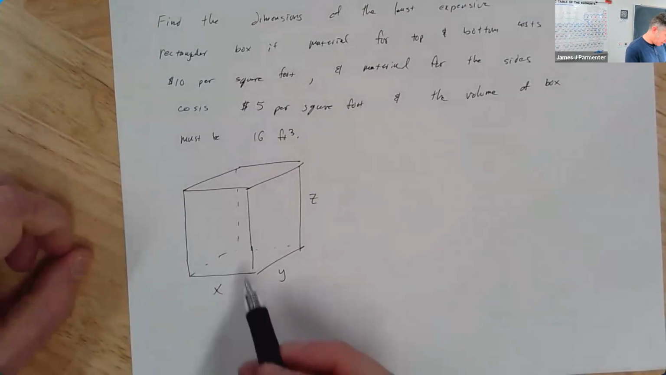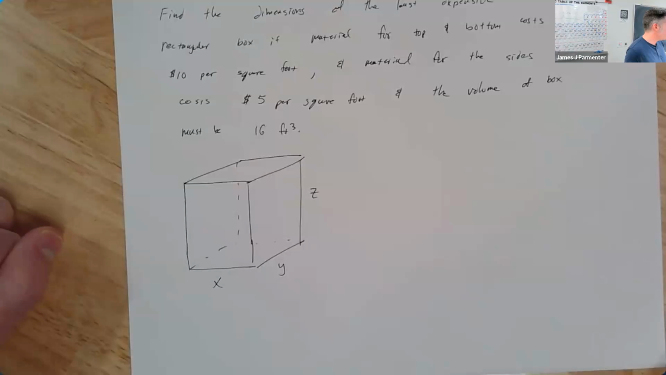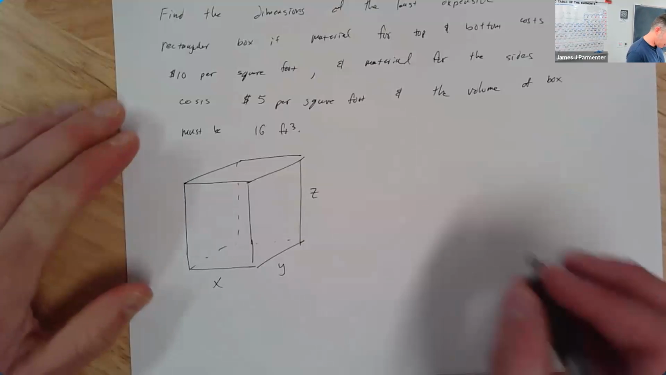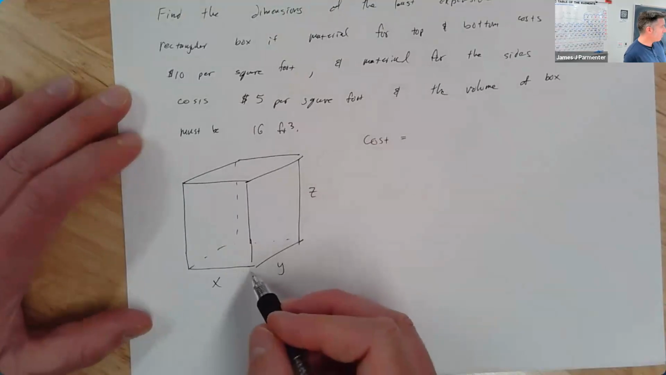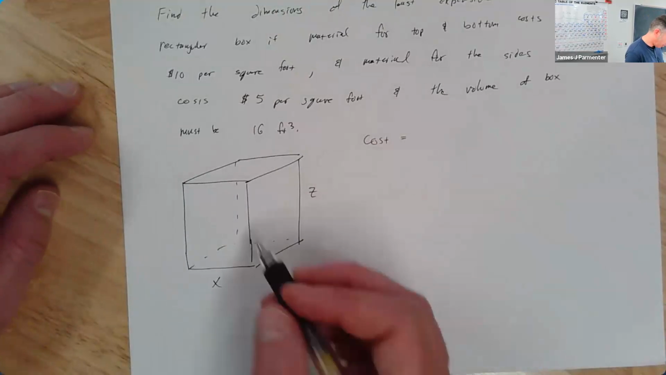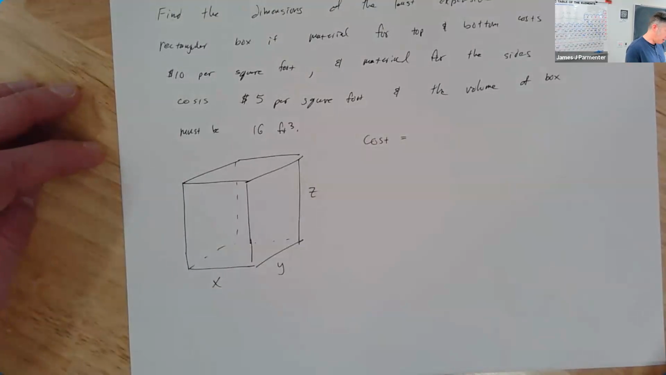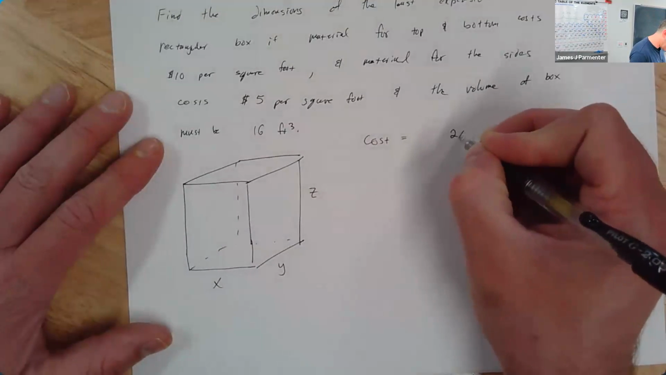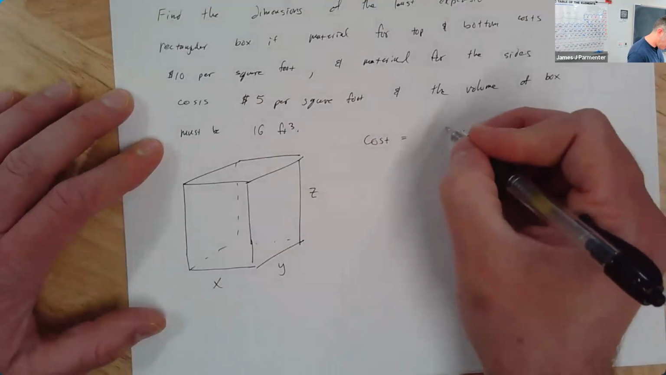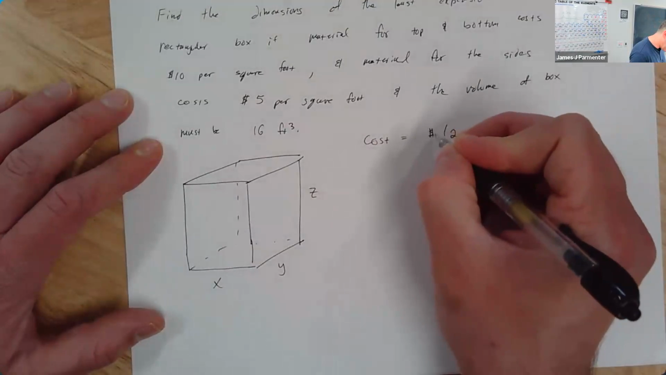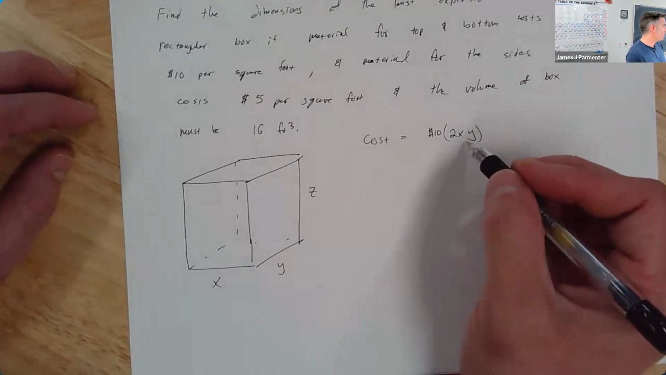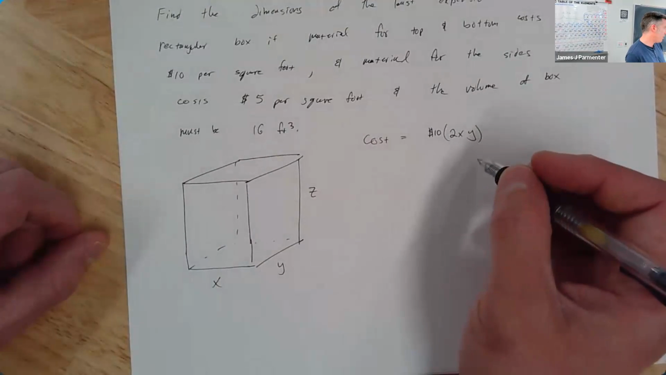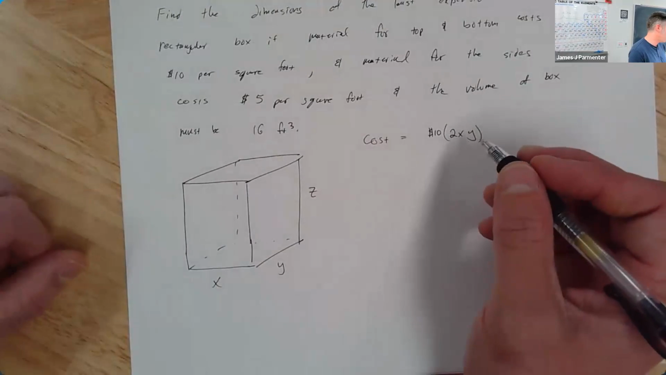So I know that the top and bottom cost $10 per square foot. The cost is going to be, well, the area of the bottom is x times y. The area of the top is x times y. The area of the top and the bottom is 2 times x times y. And that area costs $10 per square foot. So however many square feet, right? This could be like 30 square feet. And then you multiply that 30 by 10 to figure out that it costs $300.